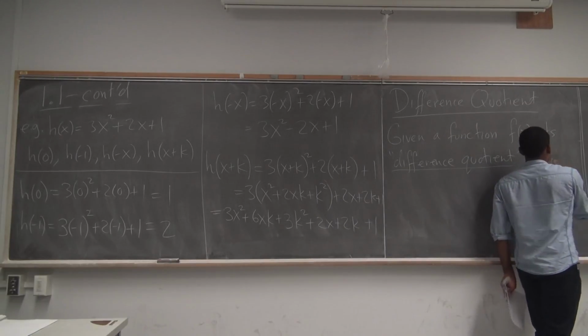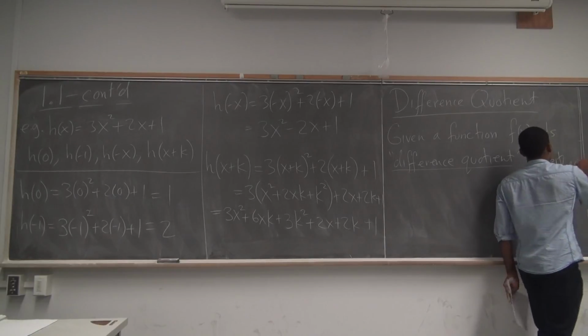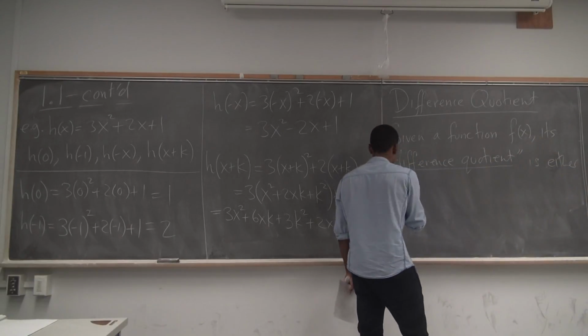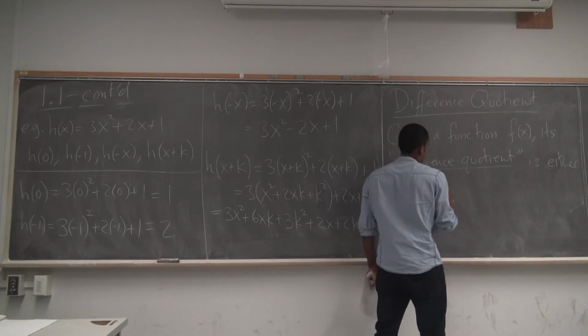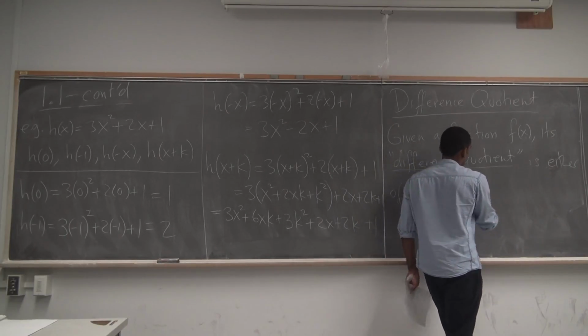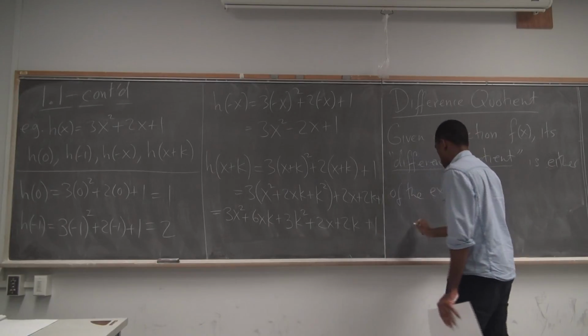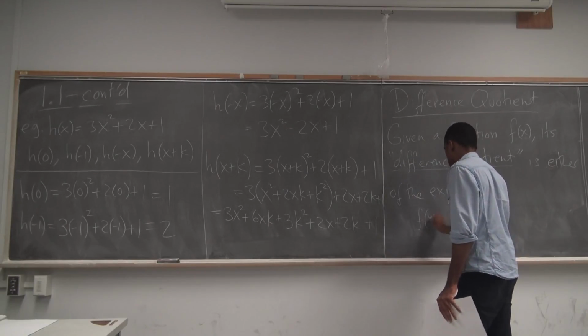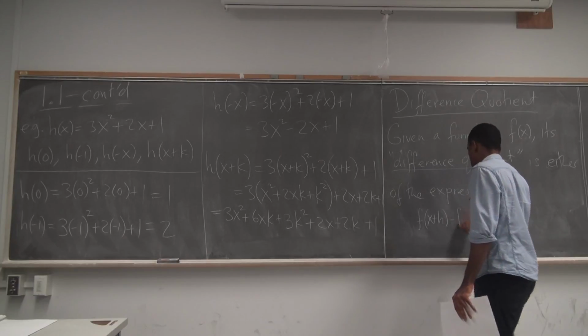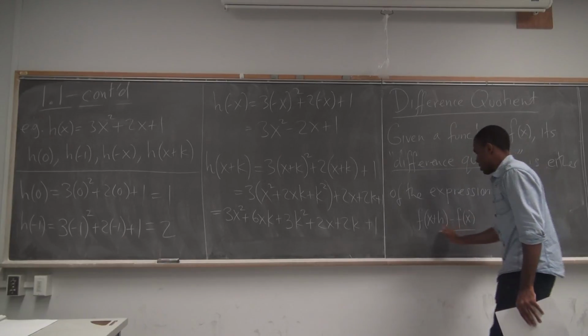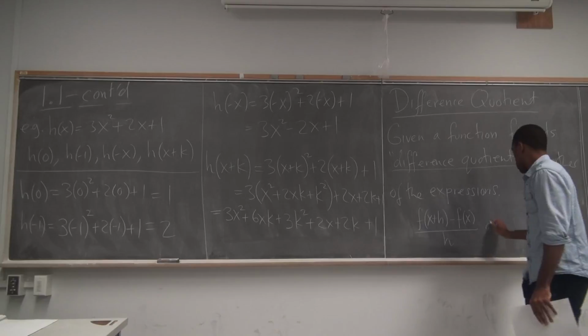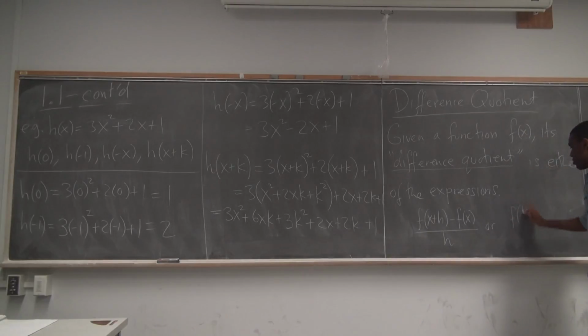is either of the expressions. So it's either going to be this one, f of x plus h minus f of x over h, or we can write it as f of b minus f of a over b minus a.